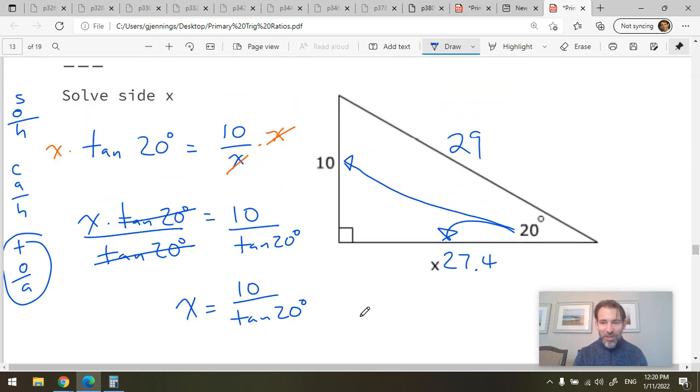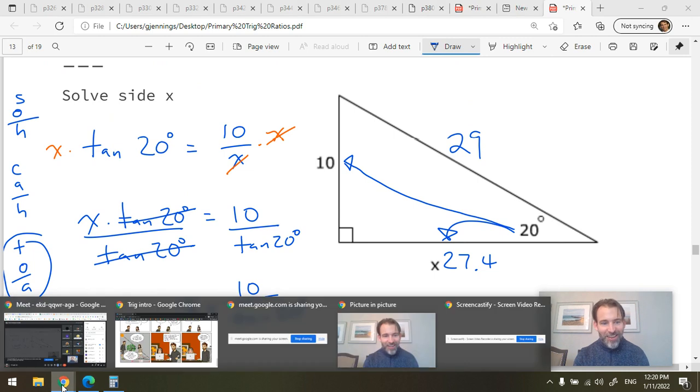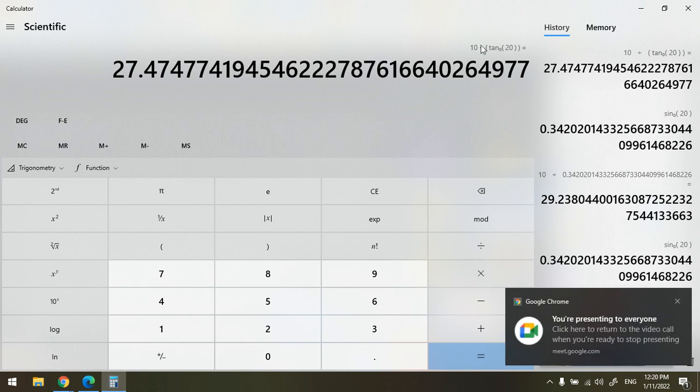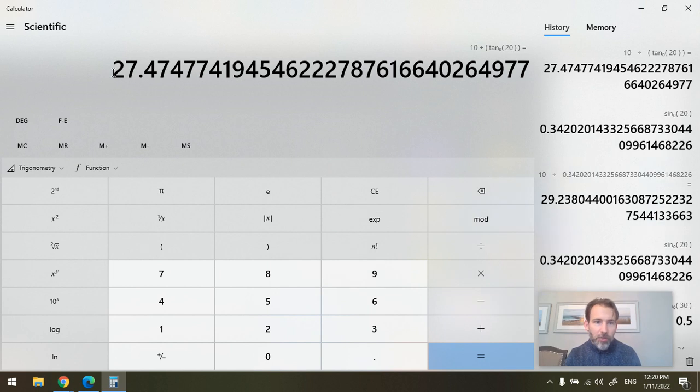More questions on this stuff? Anyone else? Yeah, one quick thing. Where'd you get 27.4 from? Like, did you just divide 10 over tan 20? Can you read that there? See, 10 divided by tangent of 20 equals 27.4. And that's how you got it?